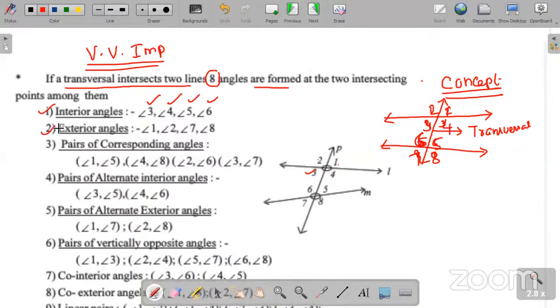Interior means inside. Exterior means outside. Don't get confused.